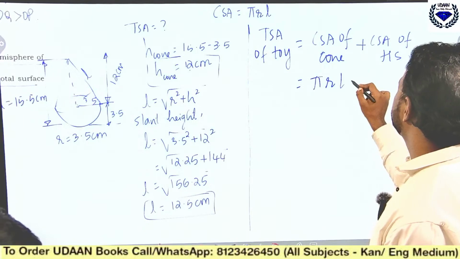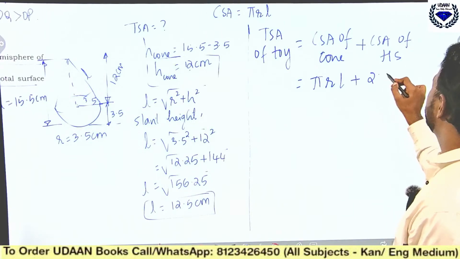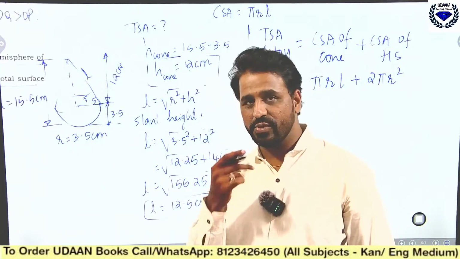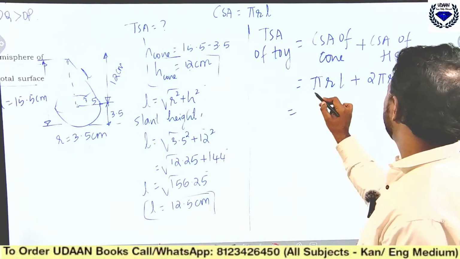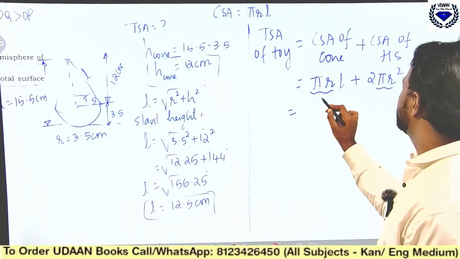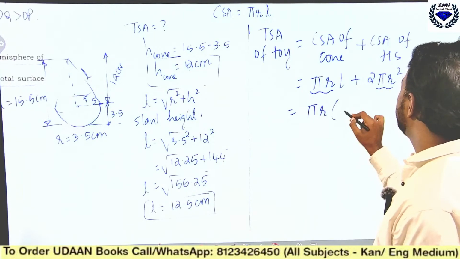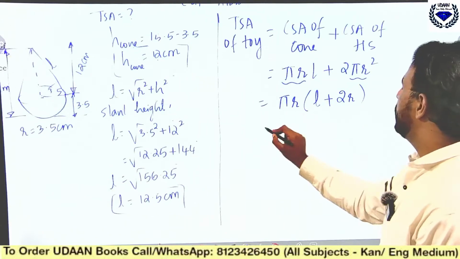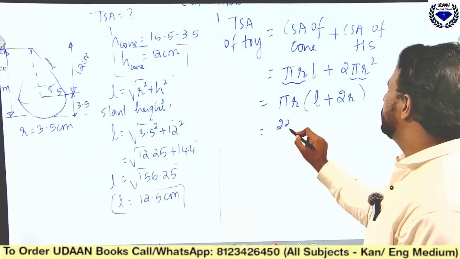You should know by heart that the curved surface area of a cone is pi r L, and the curved surface area of a hemisphere is 2 pi r square. Then what is common? Pi r is common. If you take pi r common, L will remain here, and here you will remain with 2r. Then pi is 22 by 7.